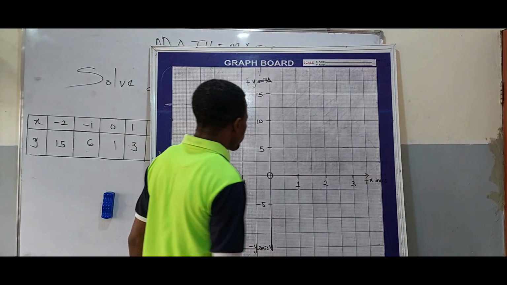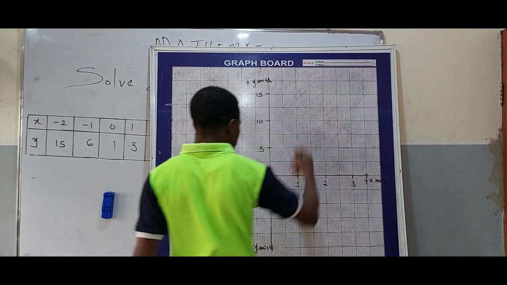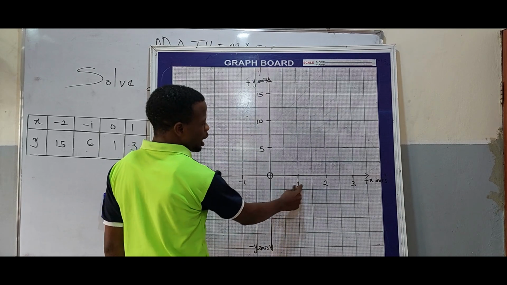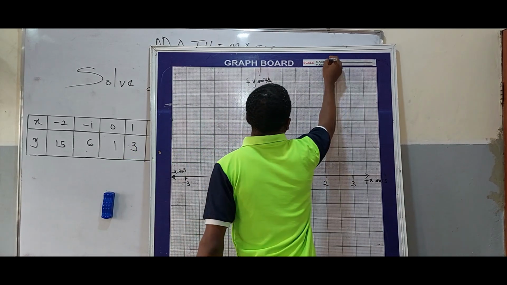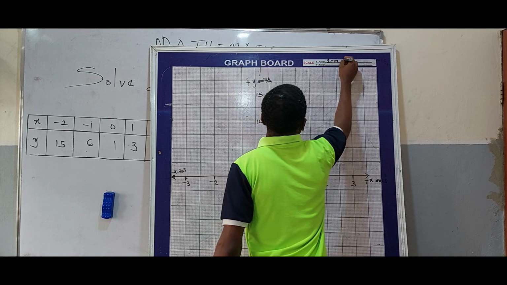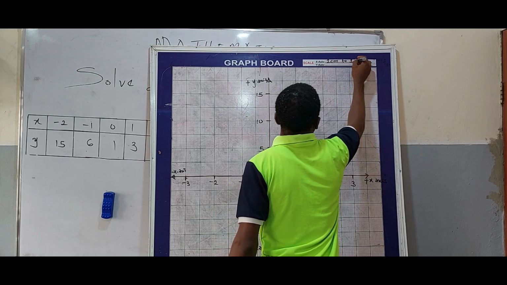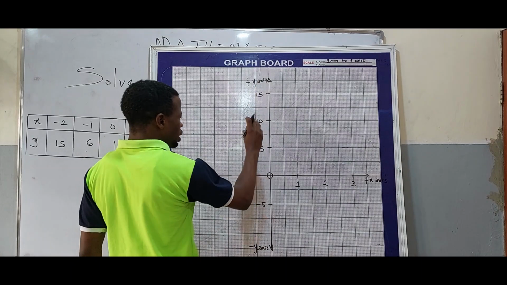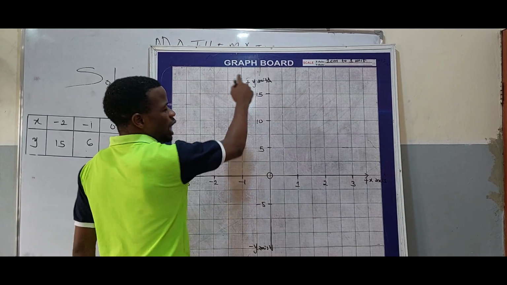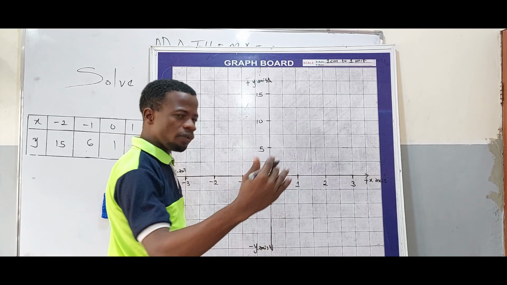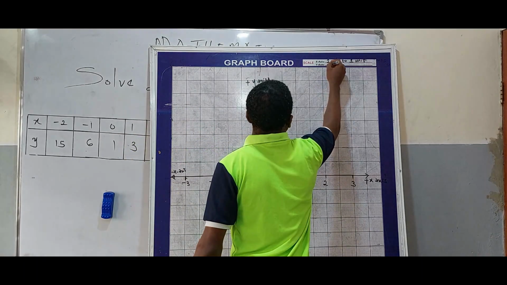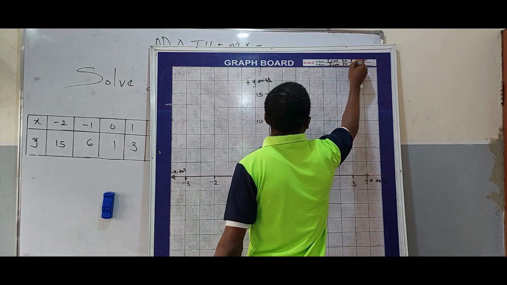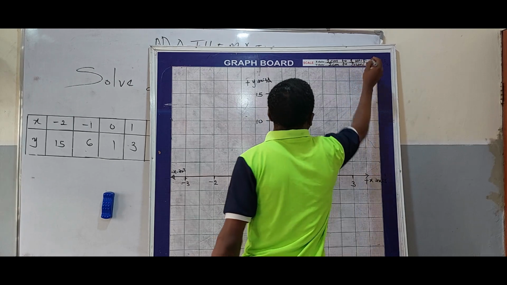So here, let me write my scale. On the x-axis, I have 2 centimeters representing 1 unit. On my y-axis, 2 centimeters to what? 5 units. The increment is by 5. So I have 2 centimeters to 5 units.